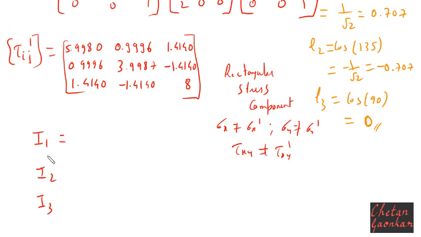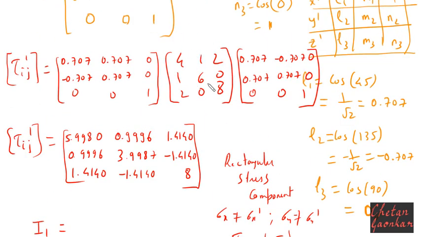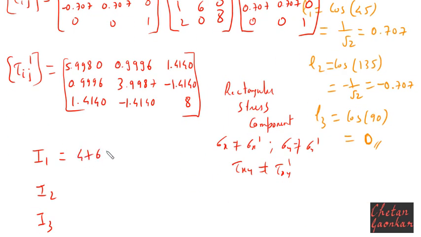Now if I calculate I1 for my original component, I get it as 4 plus 6 plus 8, right? Sigma x plus sigma y plus sigma z. And how much is this value coming to? 6 plus 4 is 10, plus 8. So this is coming to 18 megapascals.